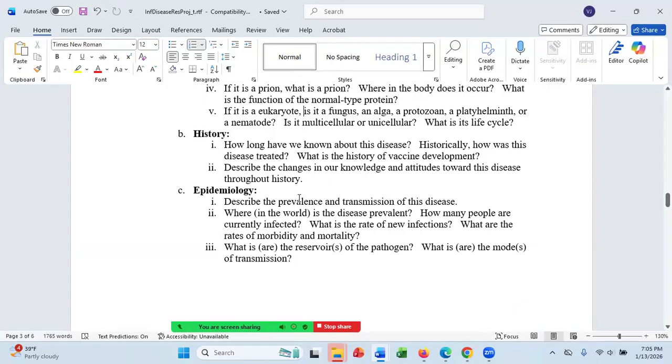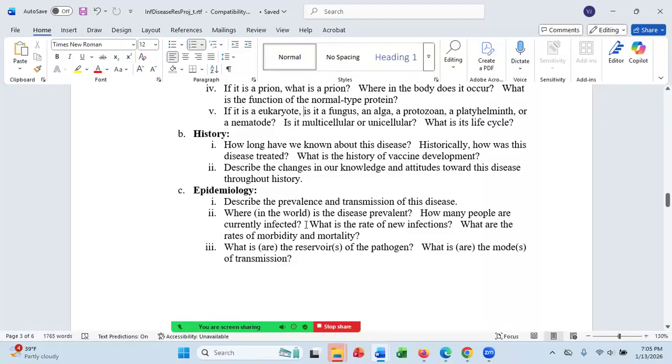Tell me about epidemiology. Describe the prevalence and the transmission of this disease. Where in the world is the disease prevalent? Like malaria is found in the tropics and the subtropics. How many people are currently infected? If you don't know, or there's none, state none, or that the number of disease cases is not known even by the World Health Organization.